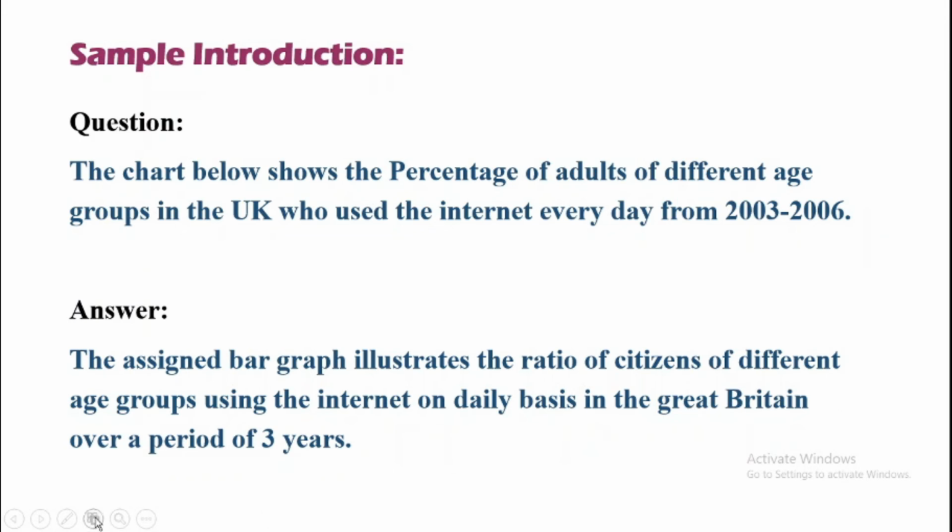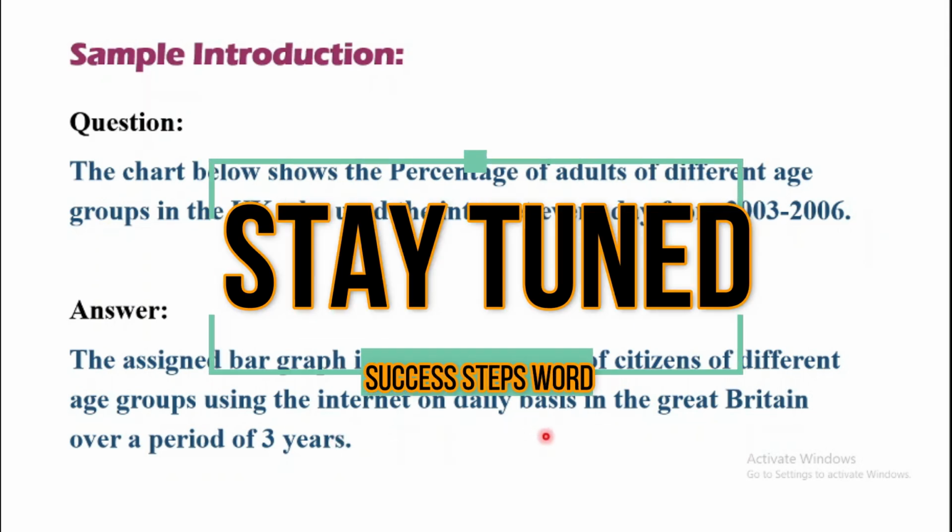The assigned bar graph illustrates the ratio of citizens of different age group using the internet in daily basis in the Great Britain over a period of 3 years. So you can compare both question and answer statement. There is huge difference in both the statements. So in this way we can paraphrase any question. I hope you understand everything. Now rest of the things we'll discuss in the upcoming videos.